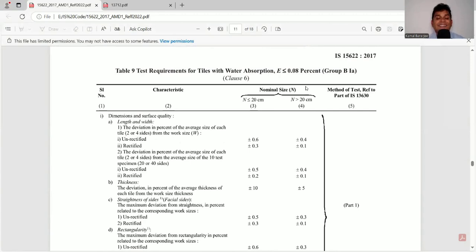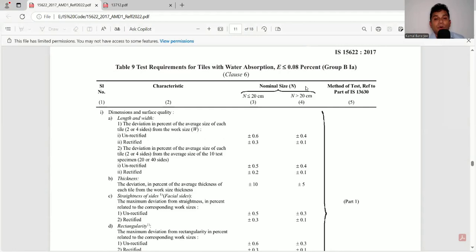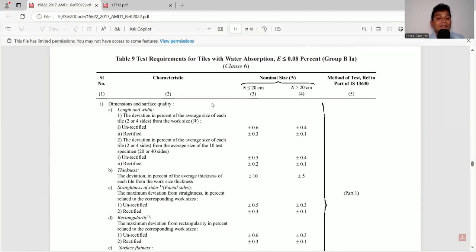Now we need to know one by one what the criteria are. First is the dimension and the surface quality. That is the foremost criterion whenever we receive tiles at the site. We need to check the dimension and the surface quality, because if the dimension and surface quality are not proper, then when we lay the tiles, the tile joint width will not be smooth or in a straight line, so it will look ugly and the architectural finish will not be achieved. That is why it is very important to first check the dimensions and the surface quality.